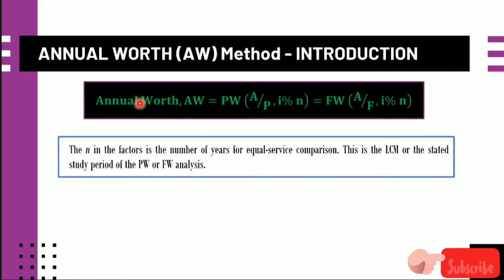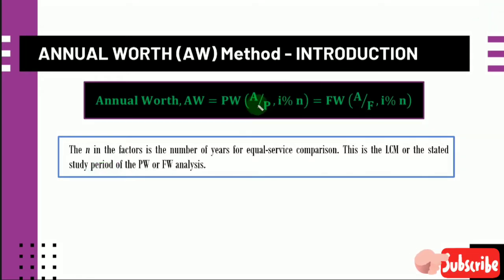So they are interconnected. The annual worth, denoted by AW, is equal to the PW, referring to the present worth value, times the designation A given P at I% in n years, which is also equal to the FW, referring to the future worth value, times the designation A given F at I% in n years. You may be confused about what this A given P and A given F are. So before proceeding to the next slide, we have to review a little bit of this A given P.